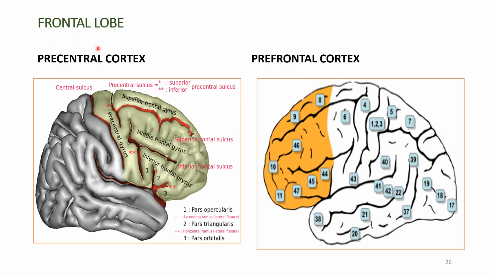So in the frontal lobe, we have the precentral cortex and the prefrontal cortex. You can see this is the precentral cortex and this is the prefrontal cortex. You have the superior, middle and inferior frontal gyri, separated by the superior and inferior frontal sulci. You have all these Brodmann areas in the prefrontal cortex.